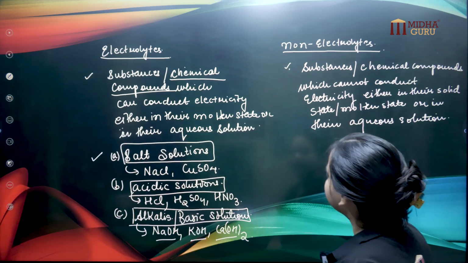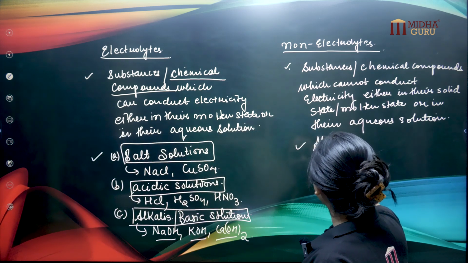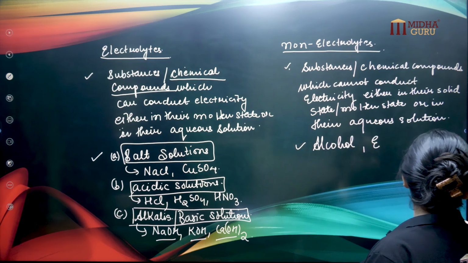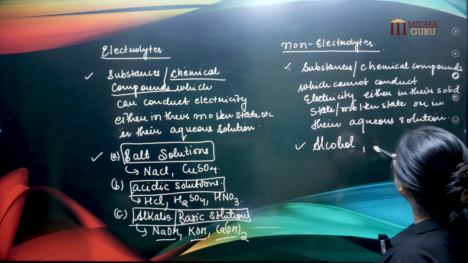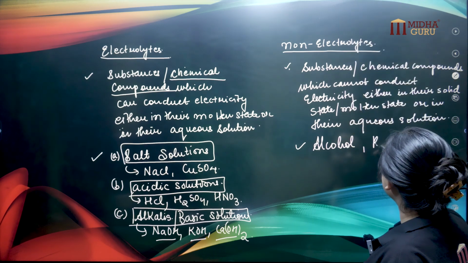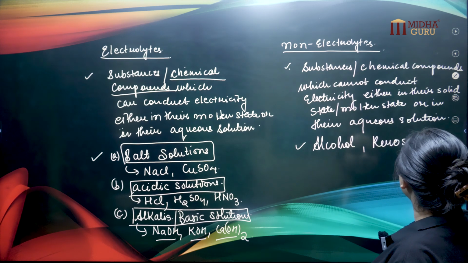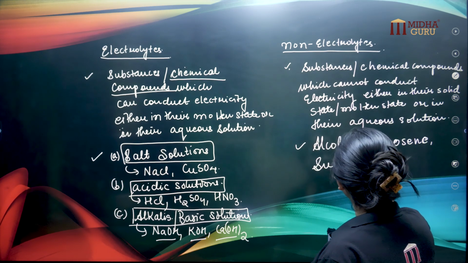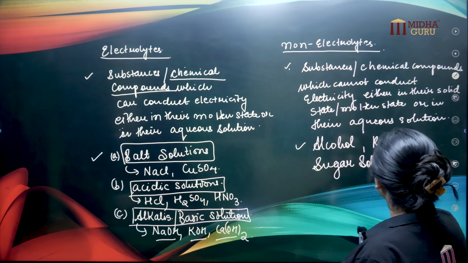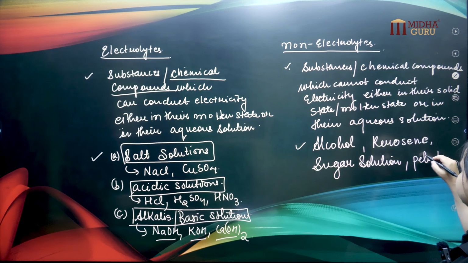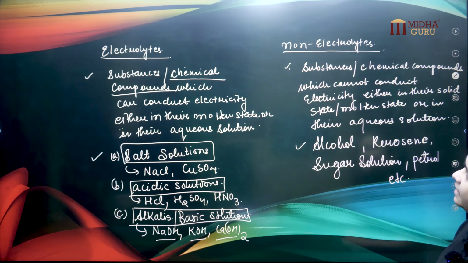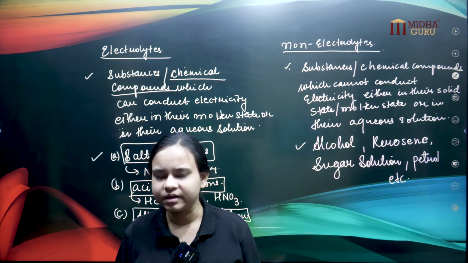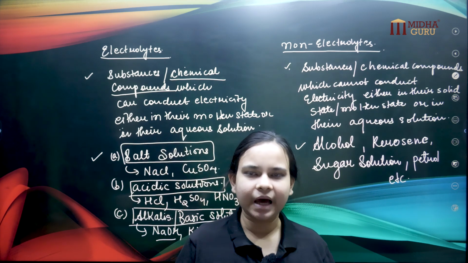Now, examples of non-electrolytes can be alcohol, then we have kerosene, then sugar solution, then petrol, and so on. There are many more. So these are non-electrolytes that cannot conduct electricity in any way, either in their solid state, molten state, or in any aqueous solution.